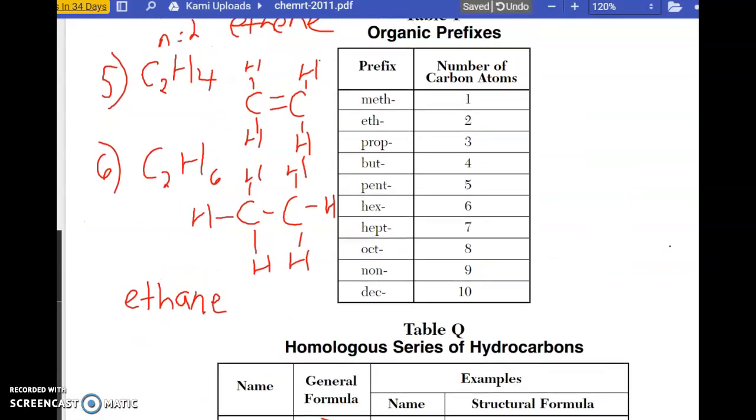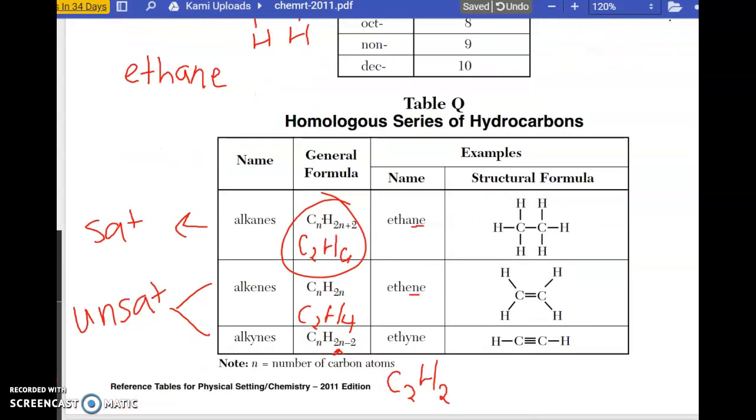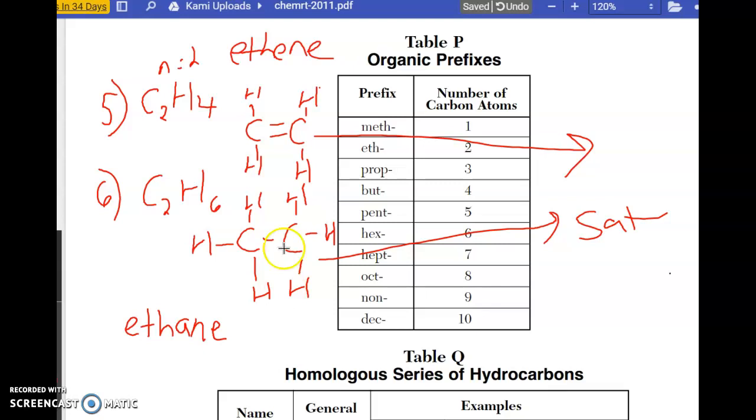So ethane is saturated, and ethene, because it falls under the alkene category, can still have more hydrogens on this molecule. If you broke one of the double bonds, just one of them, then you could have more hydrogens coming off. So it's unsaturated.